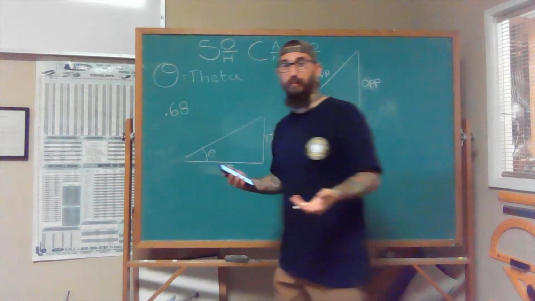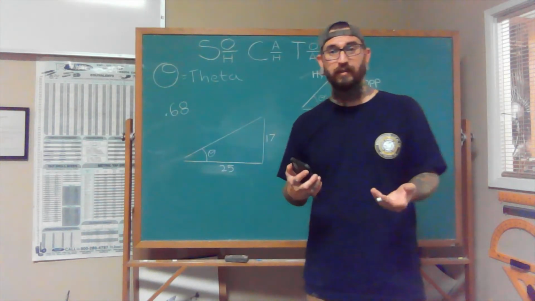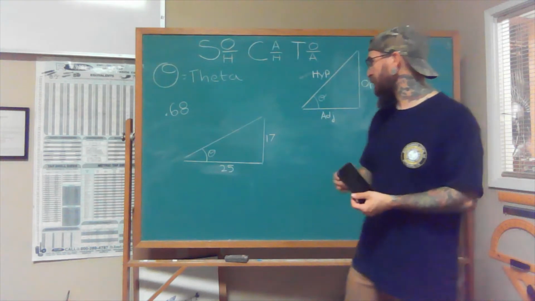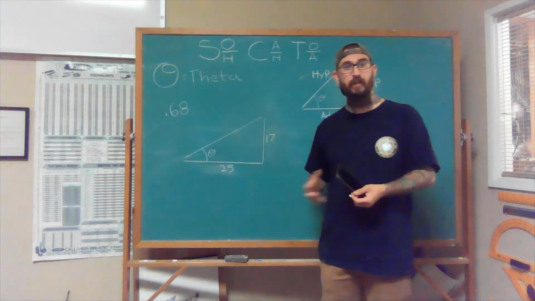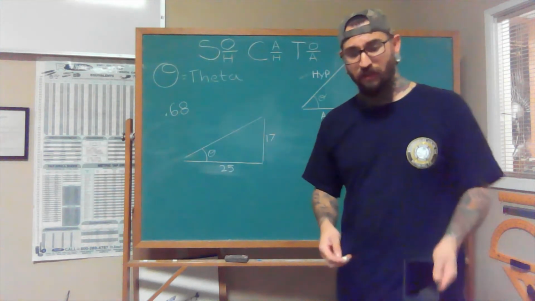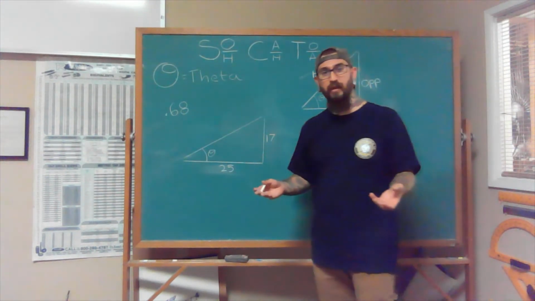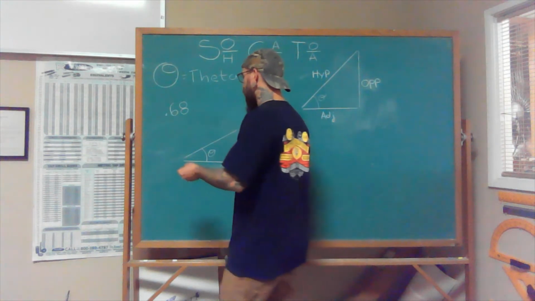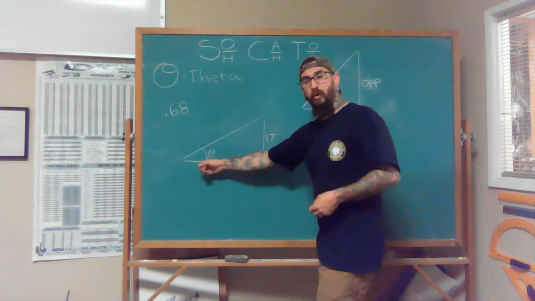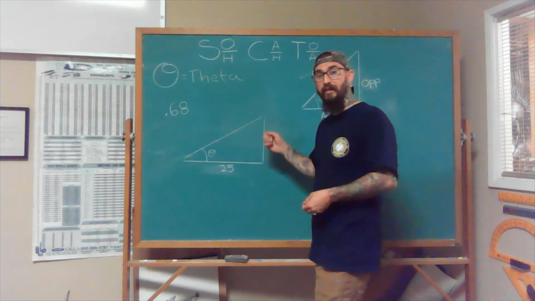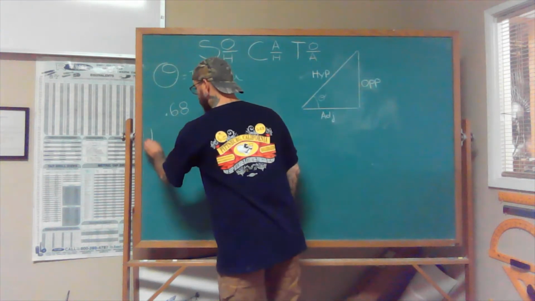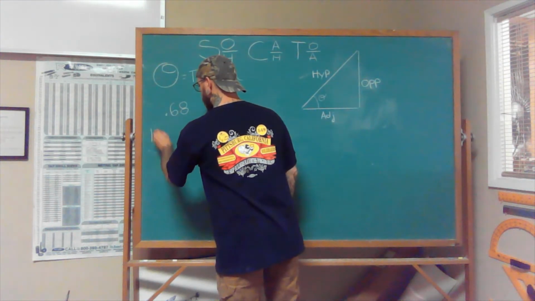So what does that even mean? What does 0.68 have to do with anything? Does that mean this angle is 0.68? No. So what 0.68 means is that's the ratio of it. You could express it in several different ways. We could say that the ratio of the bottom base to the side coming up is 1 to 0.68.